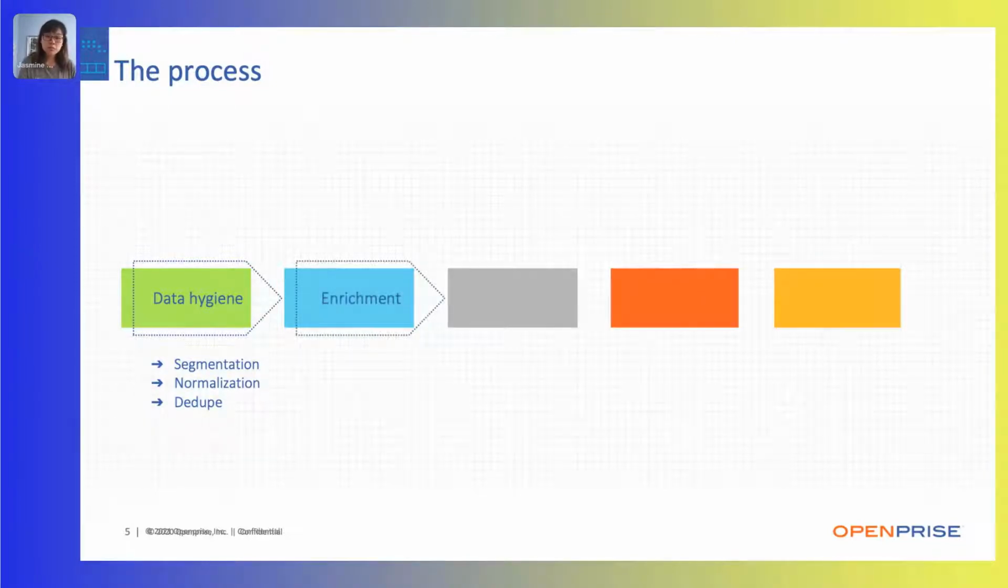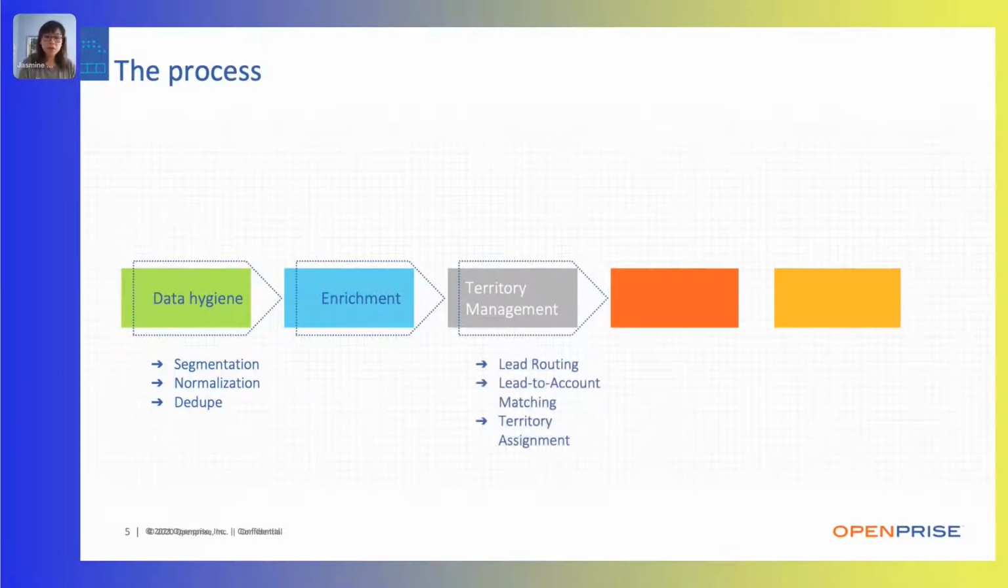After the data hygiene happens, you would want to enrich your prospects' or customers' information using a third-party database. Without data hygiene, the enrichment will not work properly, and neither will territory management. Under territory management, there are lead routing, lead to account matching, territory assignment, and territory hierarchy. With that, there comes grading, and to wrap everything up, to measure the success of your programs and campaigns, there is attribution. It's the same as how you cannot run or walk without learning how to crawl.